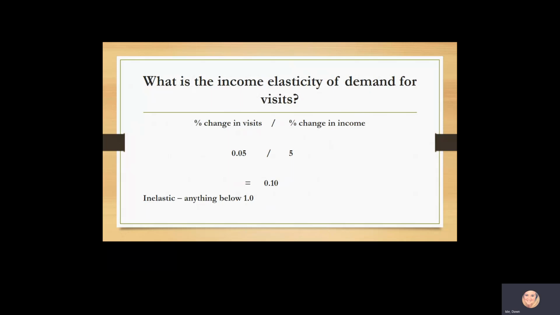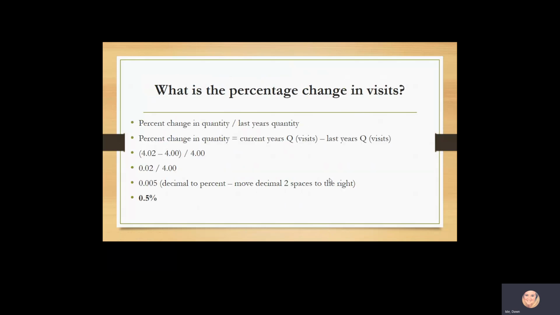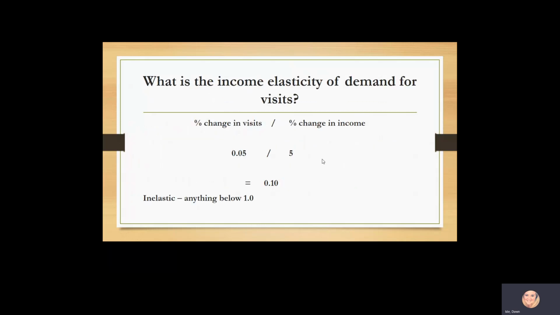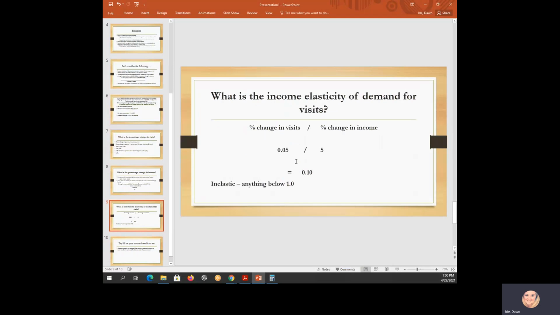In the meantime, and again, when I'm breaking all this stuff down, I make this PowerPoint really quickly for you guys before I come back. So then sometimes I just have to change it. But the percent change in visits was 0.5. Yeah, so it was 0.5 divided by 5. That will drive me crazy. It was 0.5. I accidentally put an extra 0 in there. It's 0.5 divided by 5.